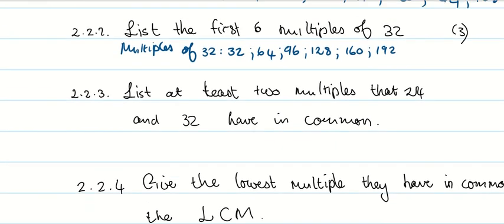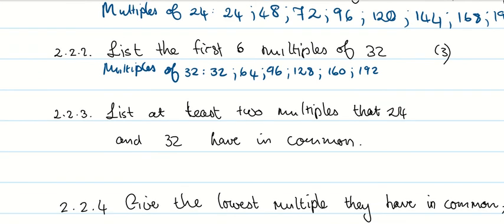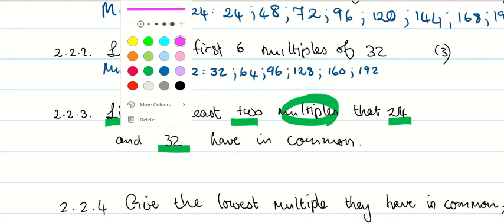Alright, so let's see. List at least two multiples that 24 and 32 have in common. I'm going to read that again and speed it up a little. My speed is not going to be times 1, it's going to be at 1.5. So I'm going to say list at least two multiples that 24 and 32 have in common. I understand more or less what I have to do. What are the words that I need to follow? I need to list at least two multiples of 24 and 32. Okay, so I'm going to do that quickly.